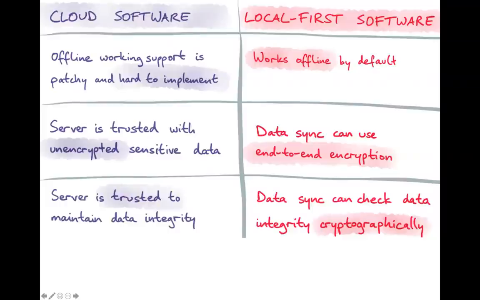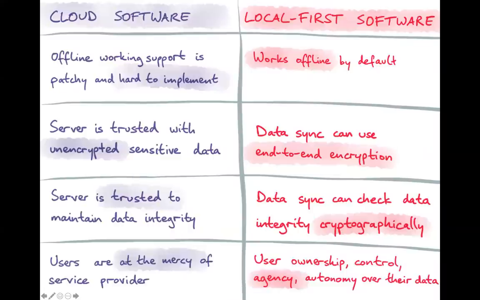Moreover, we can improve the data integrity guarantees, because again, with cloud software, we are generally having to trust the server to just do everything correctly and not to corrupt our data. With the data synchronization protocols we've built, we can actually have cryptographic integrity checks on all of the synchronized data, and we can attach signatures to it. And that way, one client can be sure in a cryptographic sense that the data it has is exactly the same as the data that another client has, and that the synchronization has been done correctly and not been corrupted along the way.